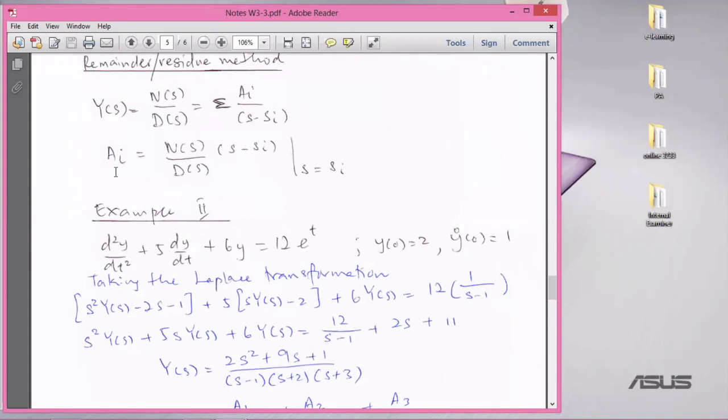So this is ai. a1 is going to be the numerator divided by denominator, which is the original quotient, multiplied by s minus s1. So this is the first factor. And then you evaluate the whole expression at the root of the first factor, in this case, s1. So let us do that.